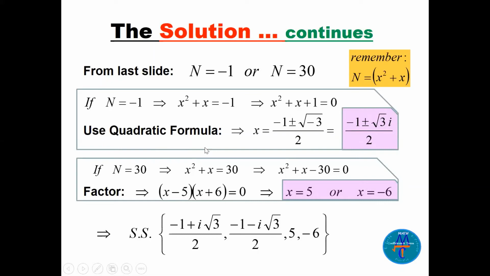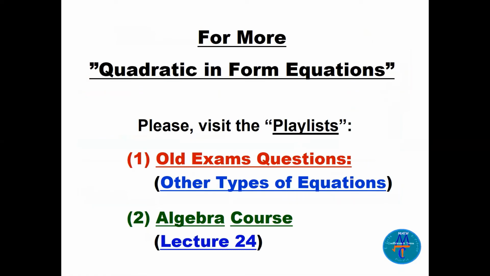Now the second one: if n is 30, put 30 here, so x squared plus x minus 30 is equal to 0. We can factor, that's an easy question: x minus 5, x plus 6. So x will be 5 or x will be minus 6. Now we need all the solutions, so write down all the solutions. Two complex: minus 1 plus or minus square root of 3 times i, or you can write the i before or after, it's the same; and 5 and minus 6.